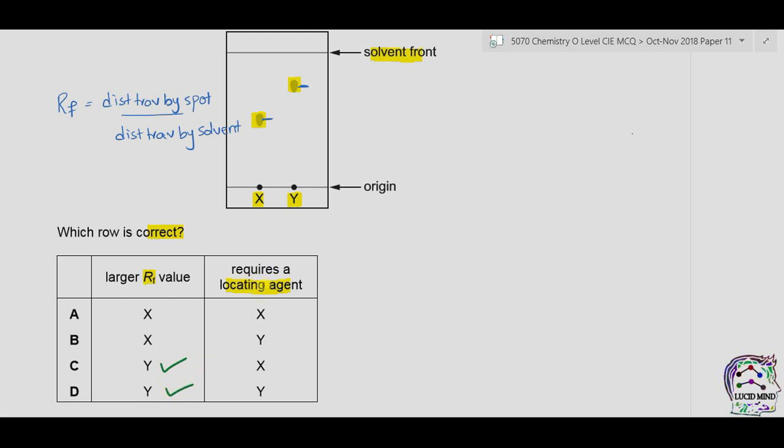Secondly, we have to find out which one requires a locating agent. Now, a locating agent is actually used for colorless substances. Now, X was an aqueous solution of a group 1 element, while Y was an aqueous solution of a transition element. We know that transition elements form colored compounds, so therefore Y does not need a locating agent. Only X needs a locating agent as X is from group 1 and it is not colored. Correct answer is therefore C.